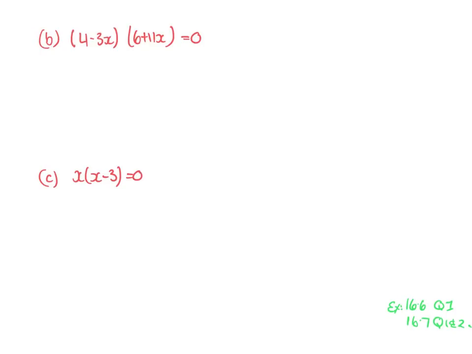Okay, let's keep going. So here, because they've got factors and they equal 0, we can therefore say 4 minus 3x equals 0 or 6 plus 11x equals 0. So let's keep rearranging. Let's bring the 4 over, it'll be negative 4. And then to get x by itself, it'll be negative 4 divided by negative 3. Remember, a negative divided by a negative becomes a positive.